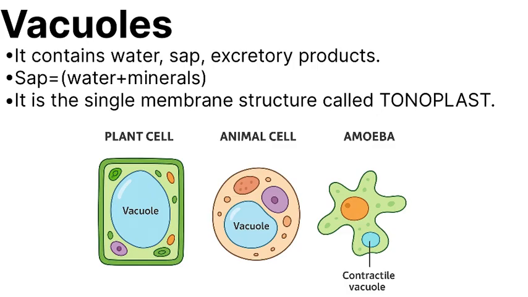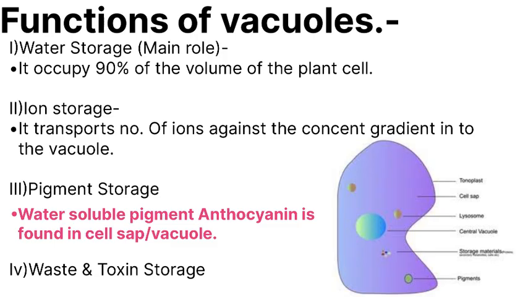So these are the structures of a plant cell, animal cell and amoeba, which show the structure of vacuoles in each one of them, where their size and functions vary depending on the type of the cell. Okay, so let's see them. First begin with the plant cells. In the plant cells, the vacuoles can occupy up to 90% of the volume of the cell.